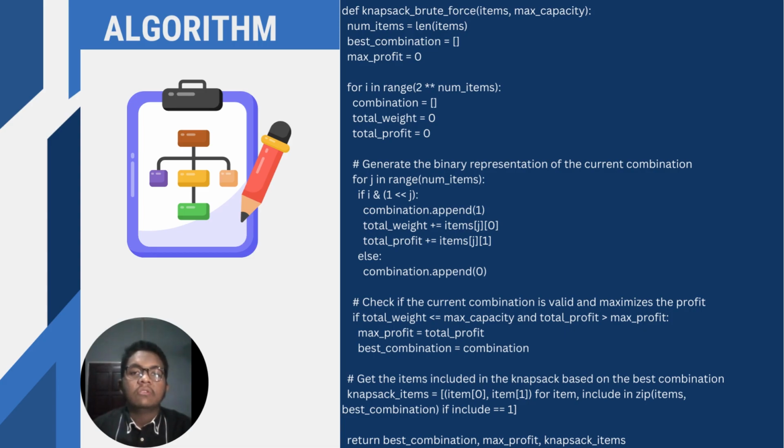The function returns three values: best combination, which is a binary representation of the best combination; max profit, which is the maximum profit obtained; and knapsack items, which is a list of tuples representing the items included in the knapsack.